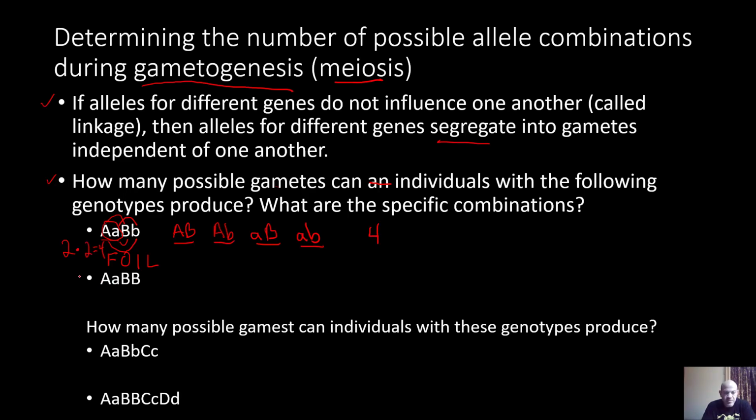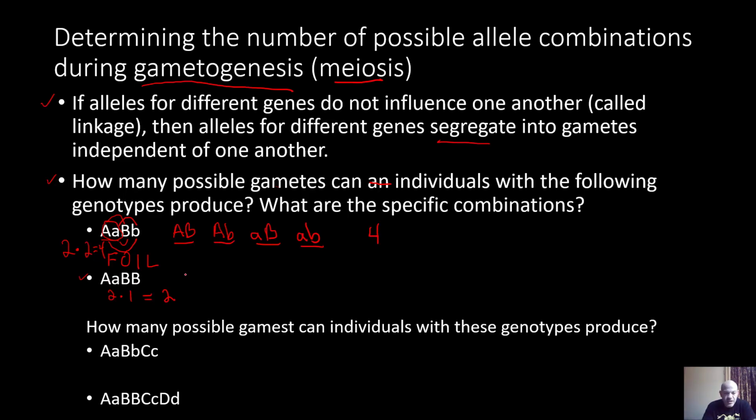On the second example, how many possible gametes can we get, which is actually the first question here. Well, you can either get a big A or a little a, so that's 2 possibilities there. But for the second gene, there's only big B, so you can only get 1 possibility there. So the total possible gametes that you can get is 2 times 1, which is 2. And if we tried the FOIL on this one here, we would see that would be the case.